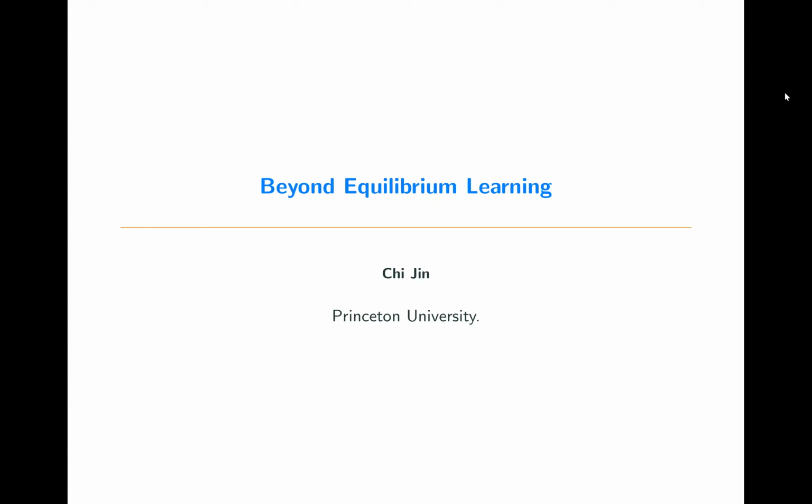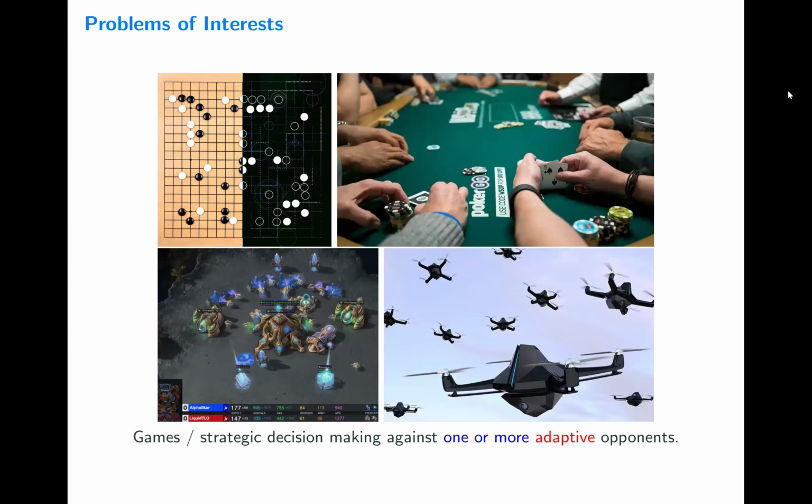Okay, so today my talk will be on beyond equilibrium learning. For those of you who have heard some game theory, you probably know that a big chunk of game theory is about learning Nash equilibrium, or learning some Stackelberg equilibrium, correlated equilibrium, a lot of other equilibria. So today we'll talk about why we want to go beyond equilibrium learning and what the algorithm to do it is.